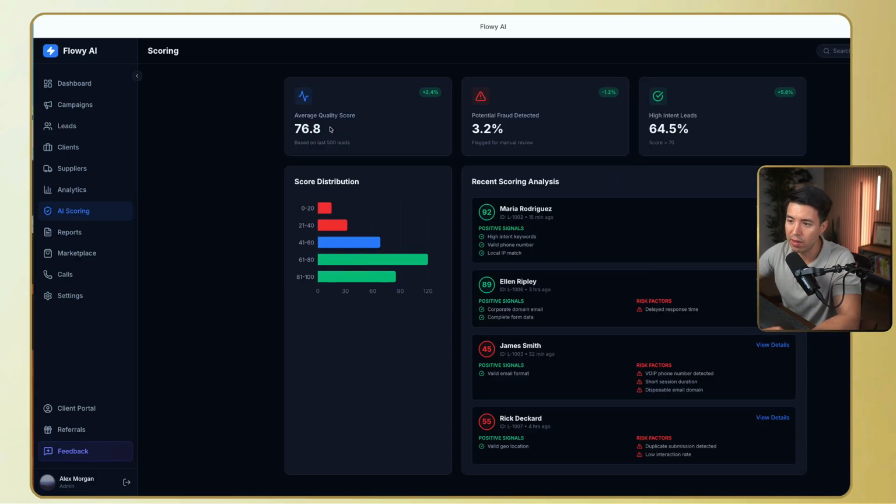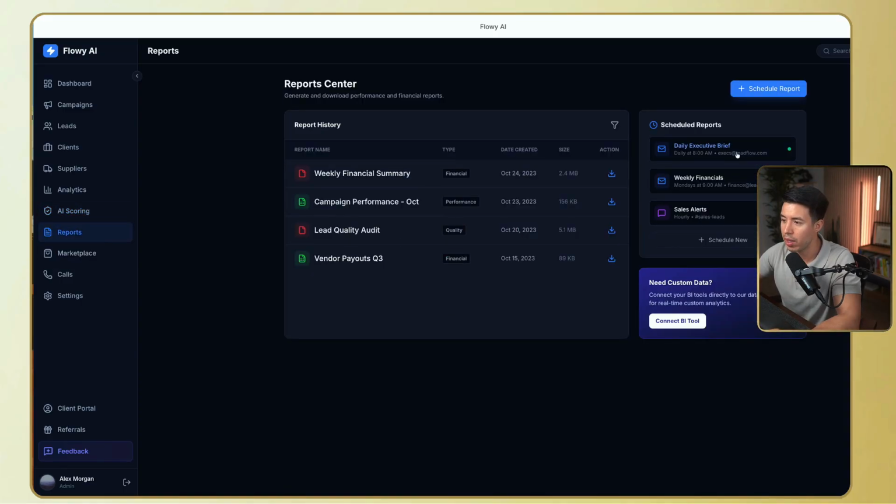And here's where we go to AI scoring. So we can see our average quality score for our leads, potential fraud detection, high intent leads, and a score distribution. So you can see Maria Rodriguez has high intent keywords, valid phone number, local IP, and that lead is good. And then here's where we handle our reporting.